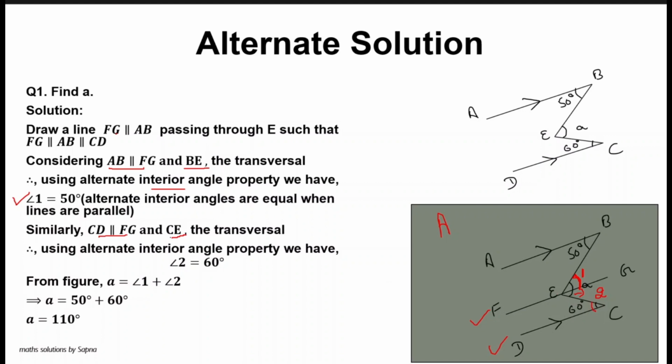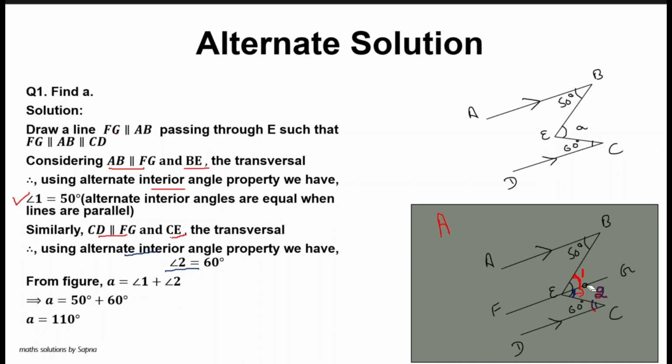One second, let me use a different color. This angle 2, they are making alternate interior angles, right? Angle 2 and the 60 degrees. They are forming a pair of alternate interior angles, and again since the lines are parallel, using the alternate interior angle property, angle 2 would also have the same value as its alternate interior angle, which is 60 degrees, right? So we have figured out the values of the two parts which complete our angle A.